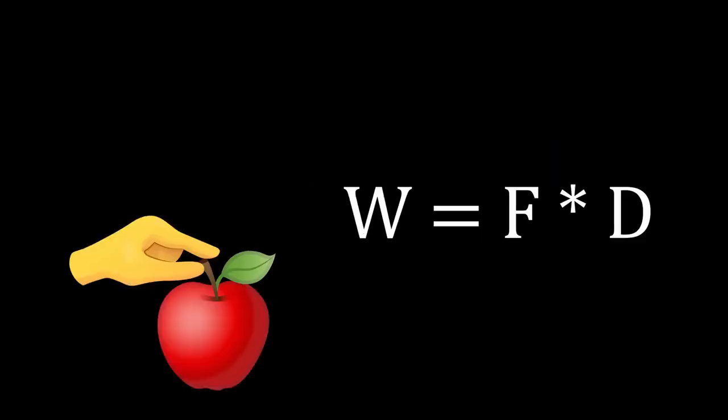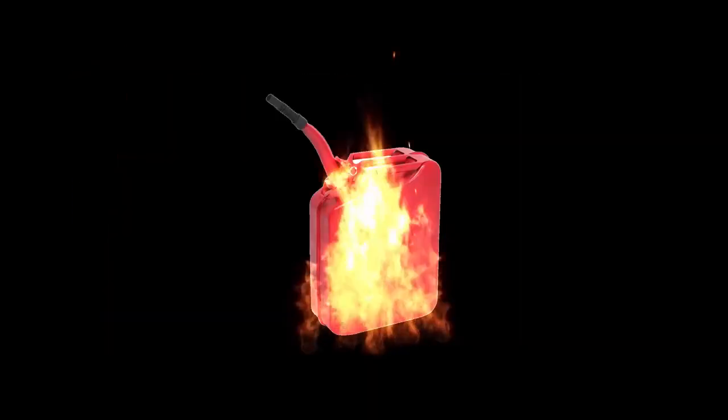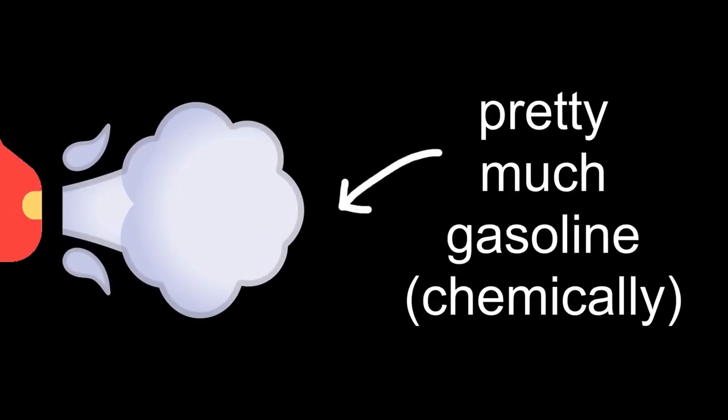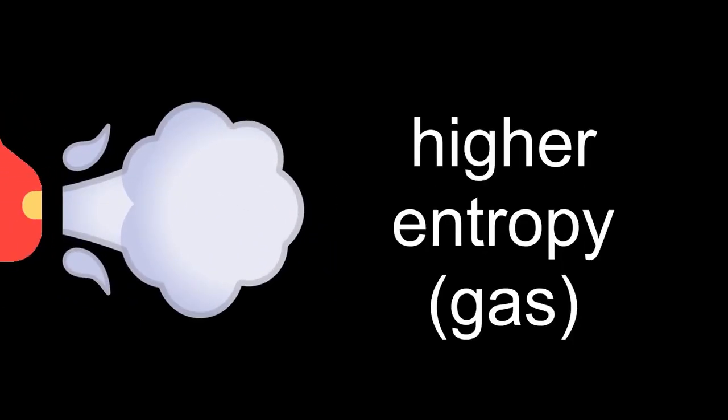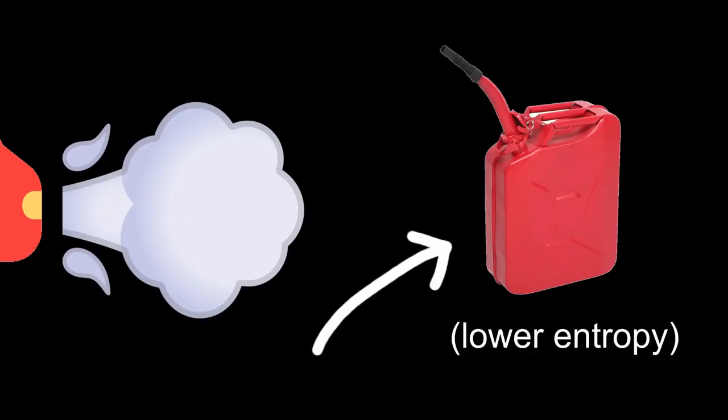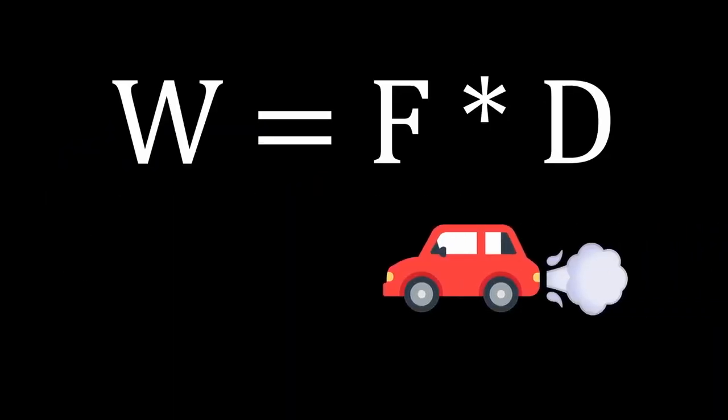Practically, entropy tells us that some forms of energy are more useful for doing work than others. Burn some gasoline and your car will move, spitting out heat and gas. That heat and gas is pretty much gasoline, just in the form of higher entropy. And as you can imagine, this stuff won't really make your car move, and the gas won't spontaneously turn back into liquid gasoline, meaning the form of gasoline with lower entropy is more useful for doing work.